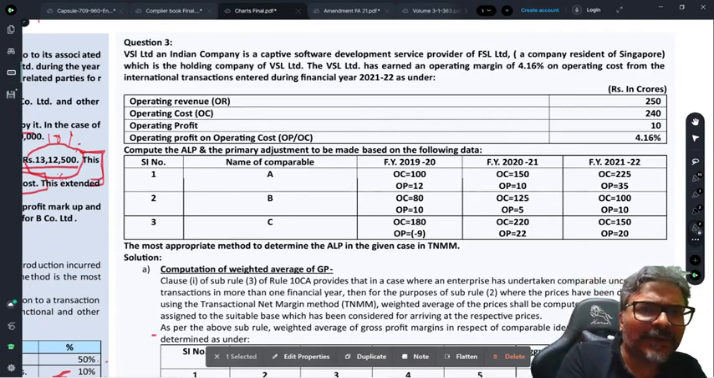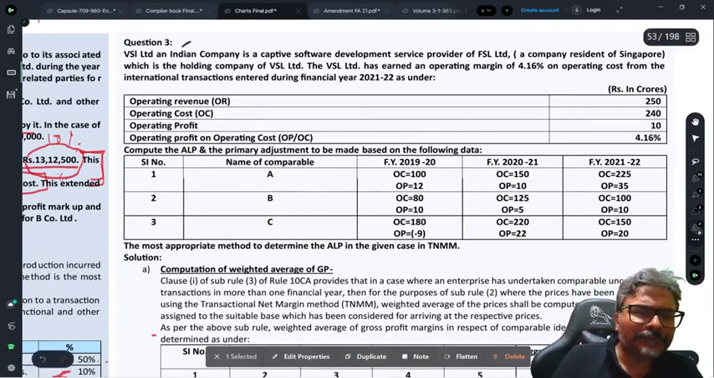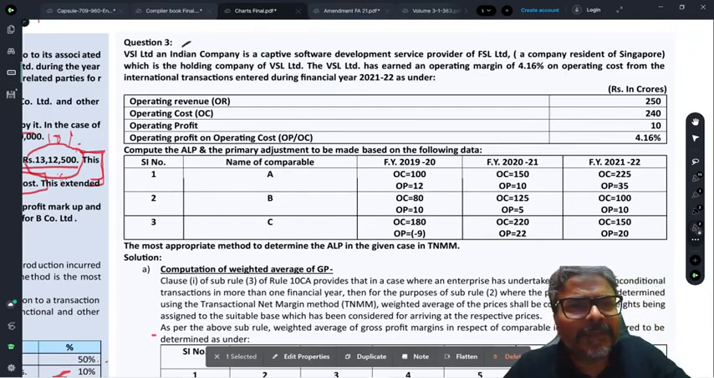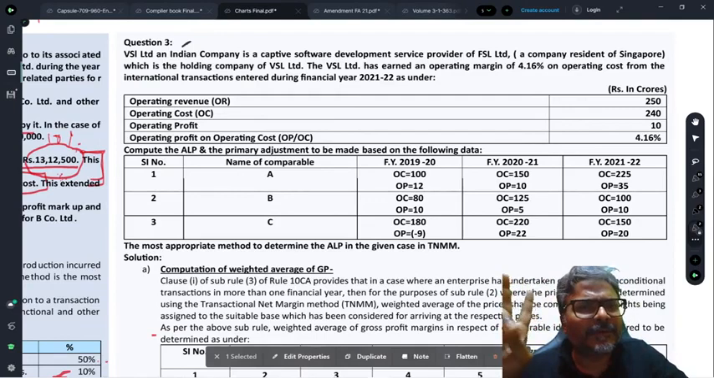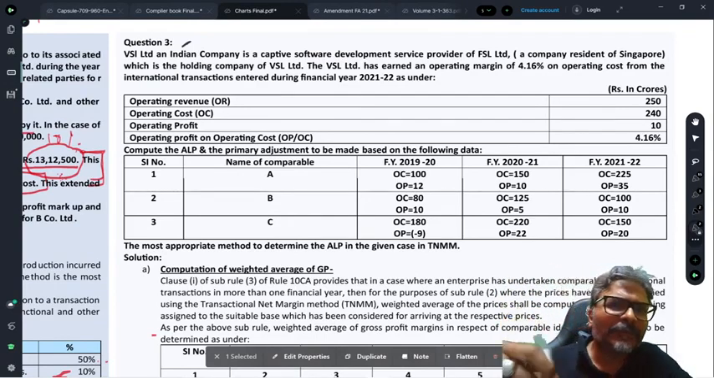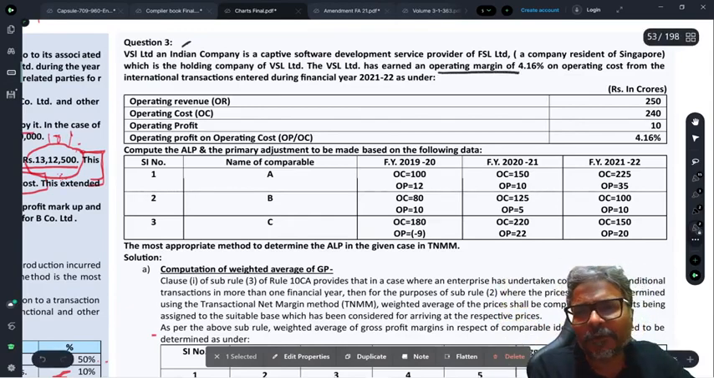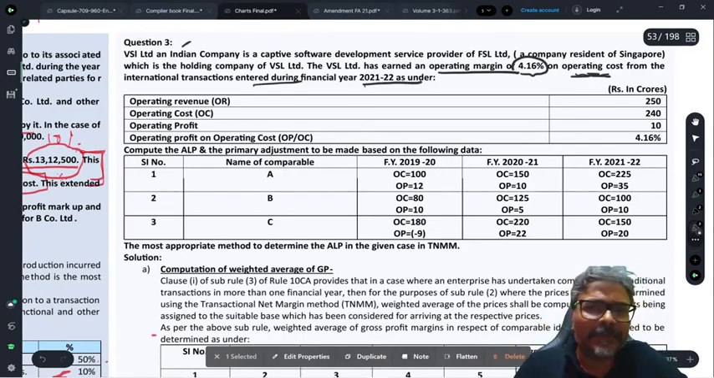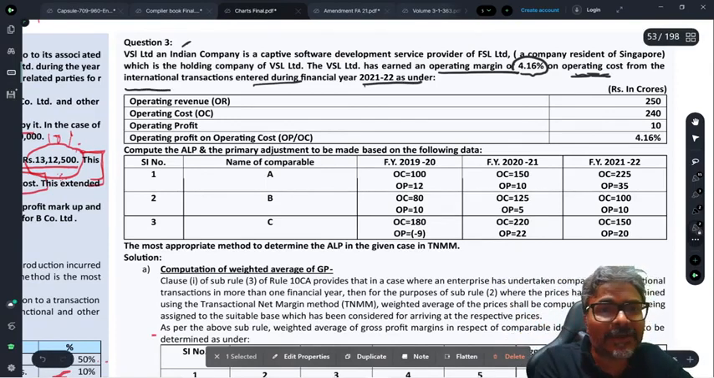So in the chart, students, you will find this particular VSI Limited question. What it says: VSI Limited, an Indian company, is a captive software development service provider of FSL Limited, a company resident in Singapore, which is a holding company of VSI Limited. So holding company means this relationship is established. VSL has earned an operating margin of 4.16 on the operating cost from the international transaction entered during the financial year 21-22 as under.